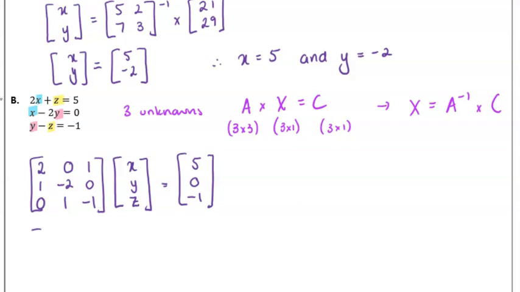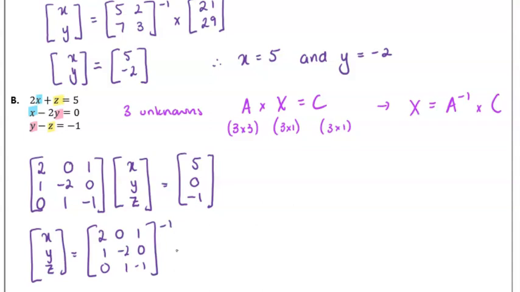So if we write down our working, I can say that x, y, z is going to equal this whole first matrix to the power of negative 1 for the inverse, and multiply that by our answer matrix. So again, at this point, we will go to our calculator to get that answer.